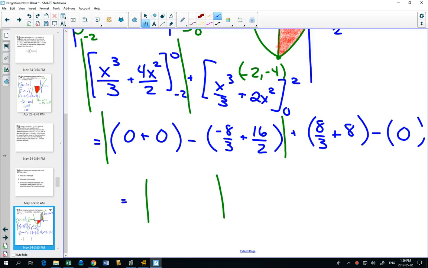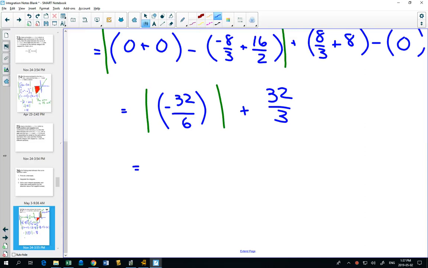I'm going to keep those absolute value bars. I'm going to get a common denominator of 6 here. So I'd have 48 over 6 minus 16 over 6, which would give me 32 over 6, multiplied by the negative. Oh, I probably didn't need to go over 6. Right? That simplifies down to 16 over 3. And over on the right-hand side, this is a positive number. 8 over 3 plus 8 would be 32 over 3. Once you apply the absolute values, this negative number becomes positive. And the total area is going to be 48 over 3.